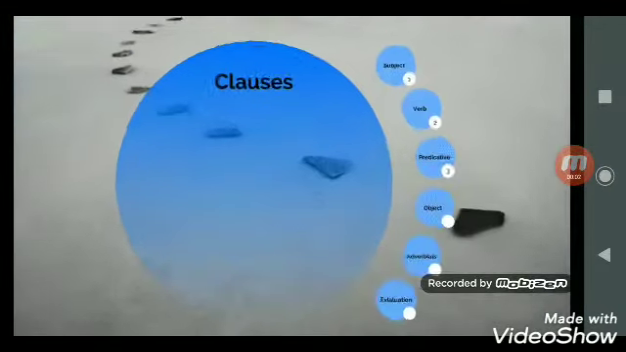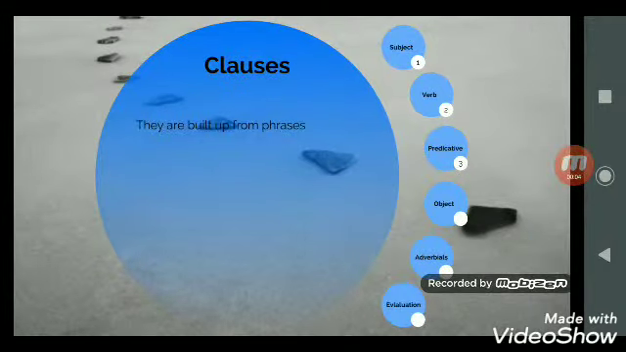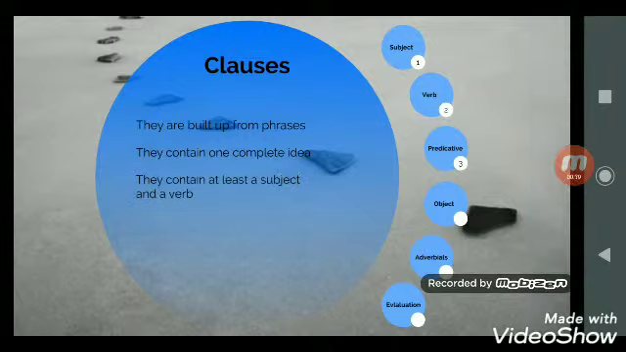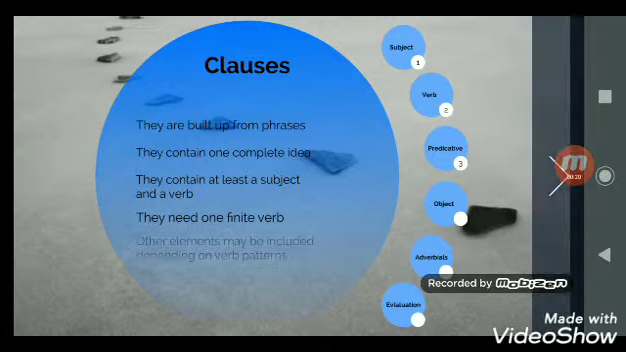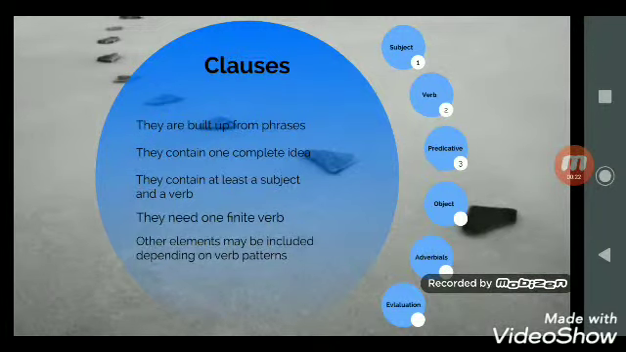Okay, so clauses. They are built up from phrases. They contain one complete idea. They contain at least the subject and the verb. These are the two basic elements. You may have some more depending on verb patterns. And they need one final verb.